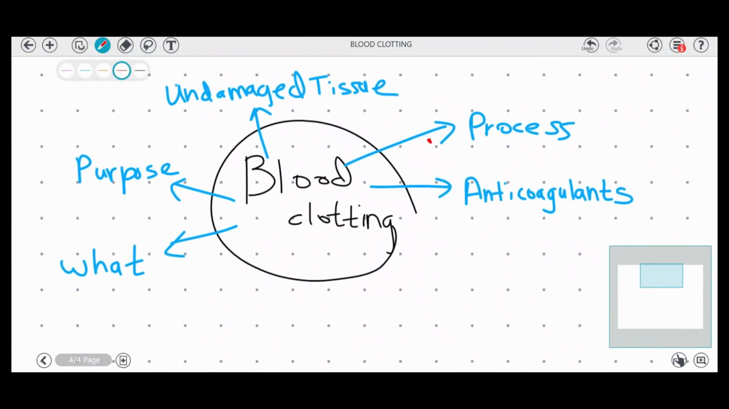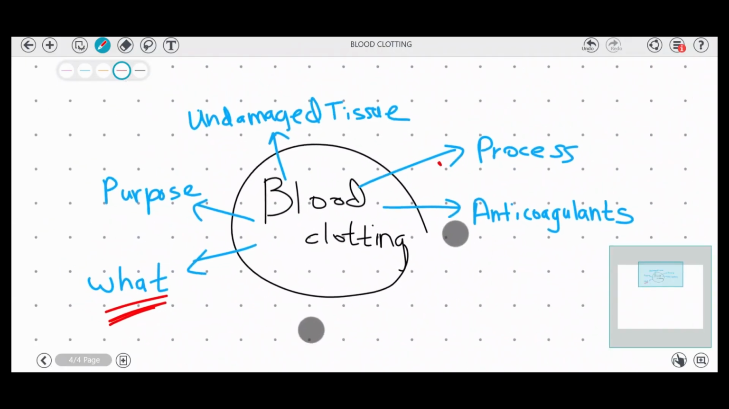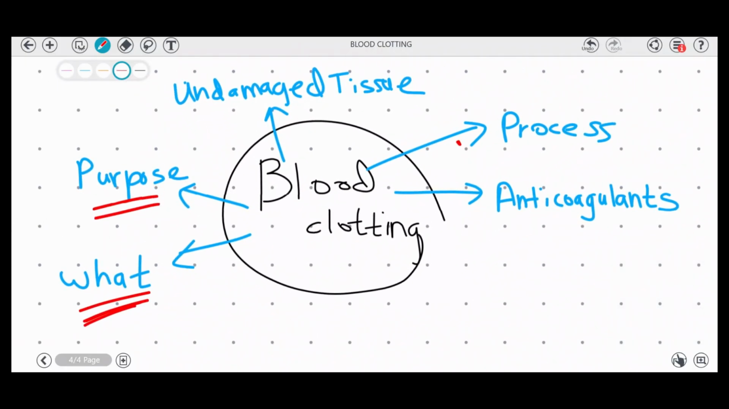So moving on to the first one, what is blood clotting? When a tissue is damaged, blood will flow from it and it will form a blood clot. So that is how the blood clot comes into play. Secondly, what is the purpose of blood clotting? The purpose of blood clotting is to prevent further blood loss and also to prevent the entry of pathogenic microorganisms, which are of clear survival value.